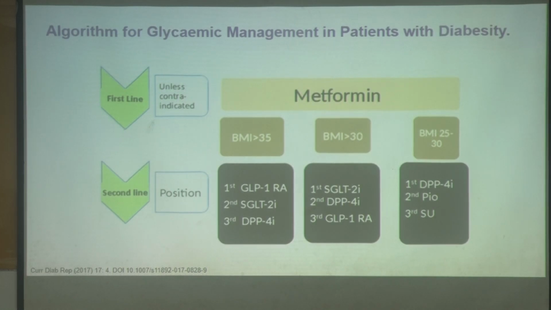So this is an algorithm for glycemic management in patients with diabetes. The first line therapy is metformin. Next is second line therapy, depending upon the patient's body mass index. GLP-1 receptor analog, SGLT2 inhibitors or DPP4 inhibitors when the BMI is more than 35. Between 30 and 35, SGLT2 inhibitors, DPP4 inhibitors, GLP-1 receptor analog. Between 25 and 30, we have metformin plus DPP4 inhibitors, pioglitazone and sulfonylurea.